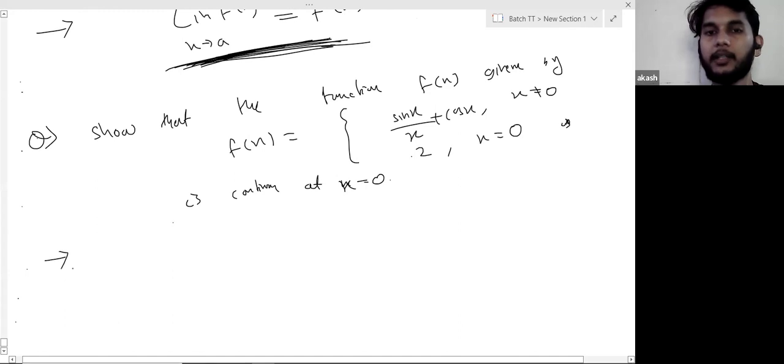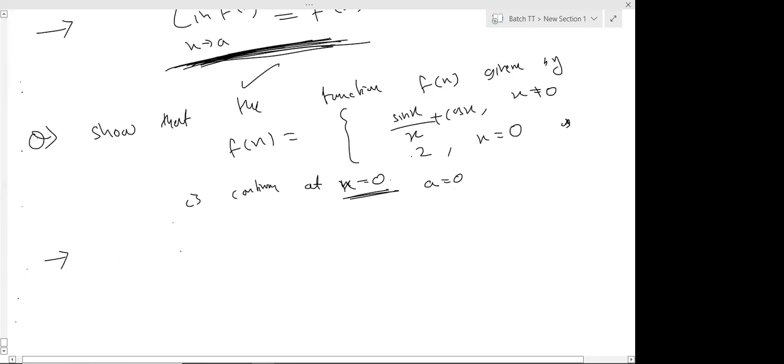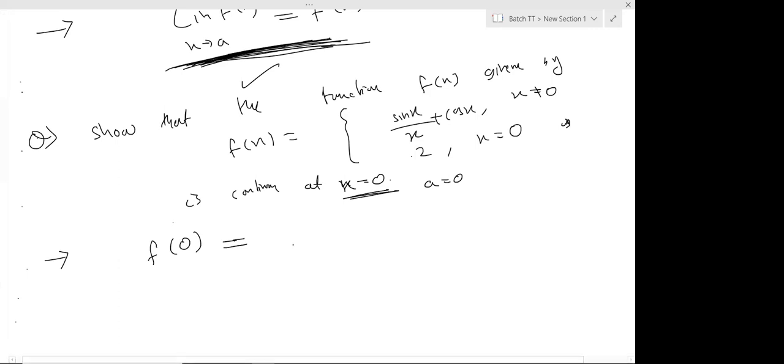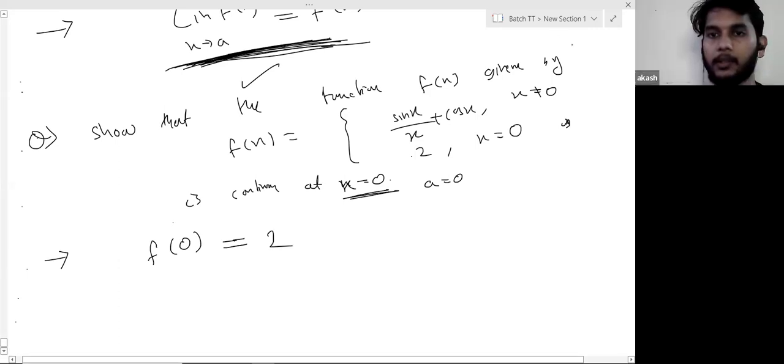So they are asking to find continuity at the point x equals 0. That means in this equation we have a equals 0. This is clear, both of you? So what you have to find first is f of a, that means f of 0. So can anybody tell me what is f of 0 here? 2. Absolutely right. Why so? Because in the function they have mentioned when x is 0, the function's value is 2. When x is not 0, the function's value is this. This is clear, Zayed? Yes. So this is 2. Now we have to find the limit value.